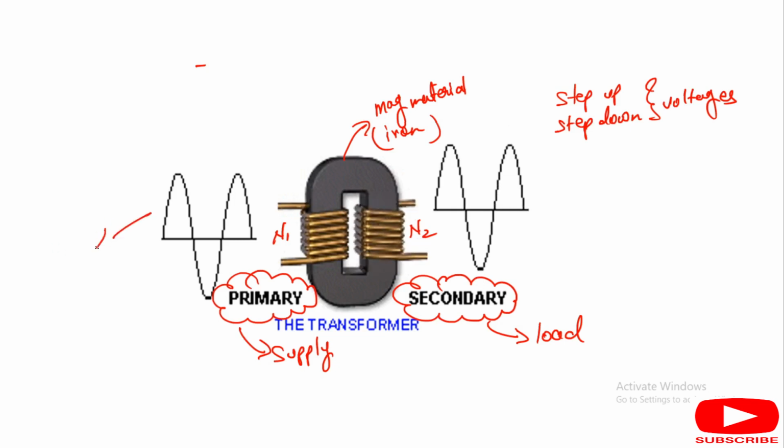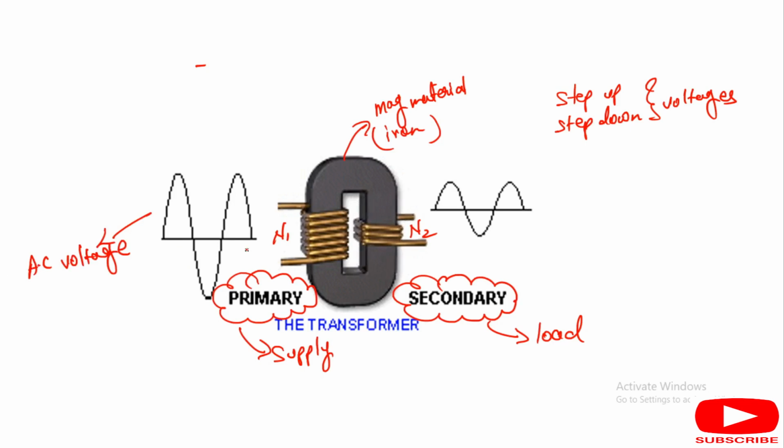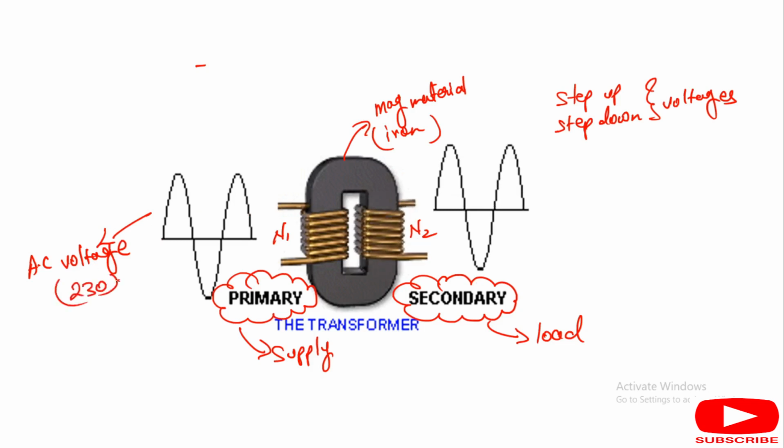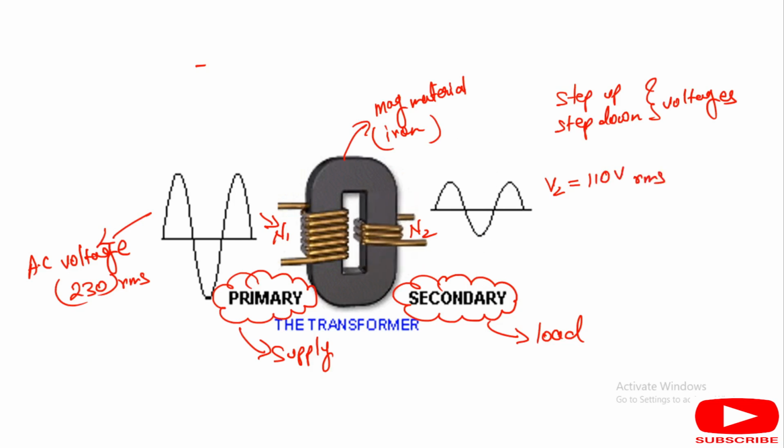Now, when we supply the AC voltage, this is the sinusoidal voltage. This sinusoidal waveform indicates the AC voltage. When we supply the AC voltage like 230 volt RMS to the primary side, and with respect to this, we get the secondary side voltage less than the primary side voltage like 110 volt RMS, that means this kind of transformer is called a step down transformer.